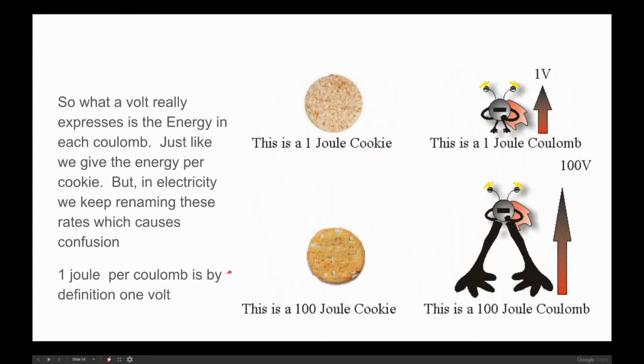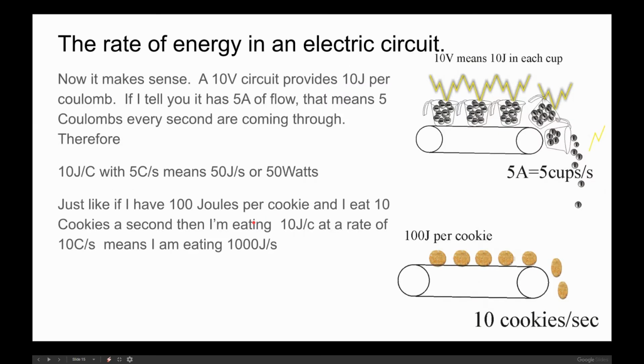Unfortunately, we renamed the rates. So if I say to you 1 joule cookie per day, we turn the 1 joule coulomb per day to an amp. And we hide the rate. So keep it clear. The rate of energy in an electric circuit. Now it begins to make sense.